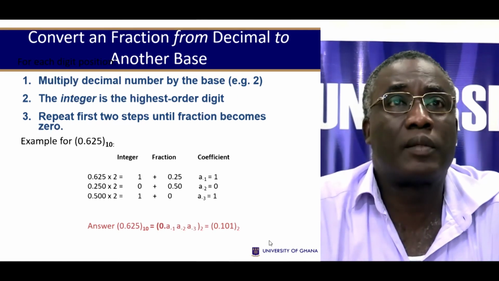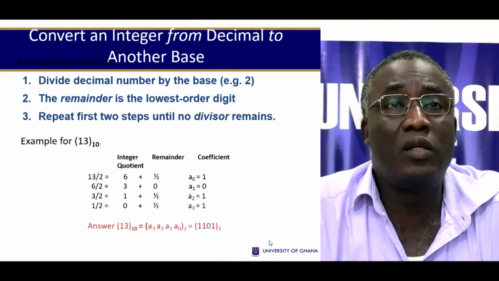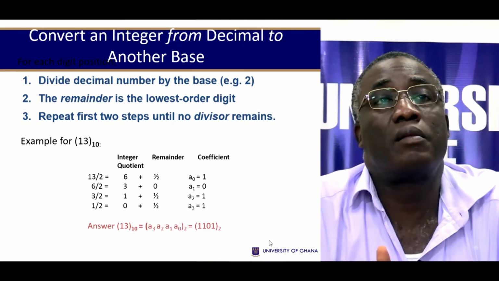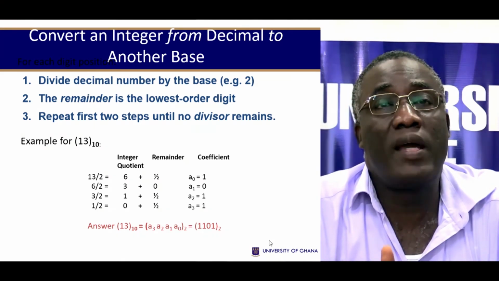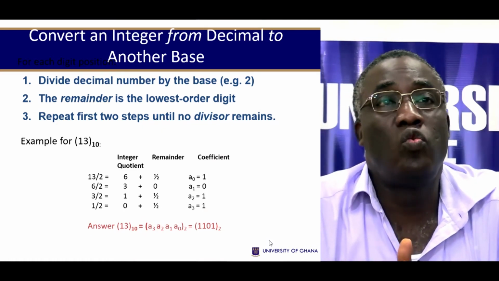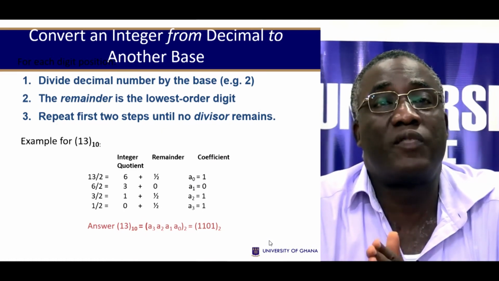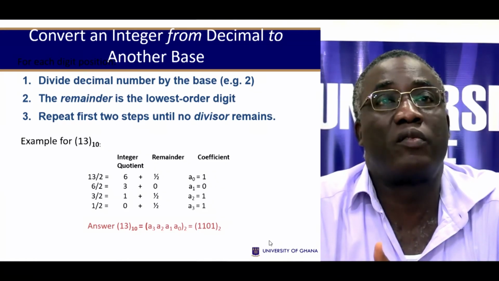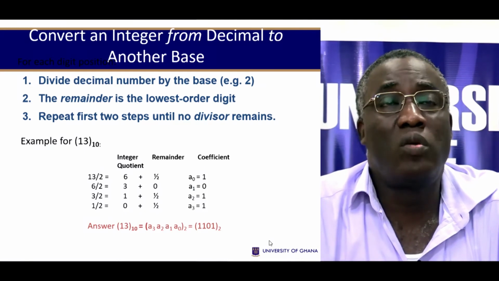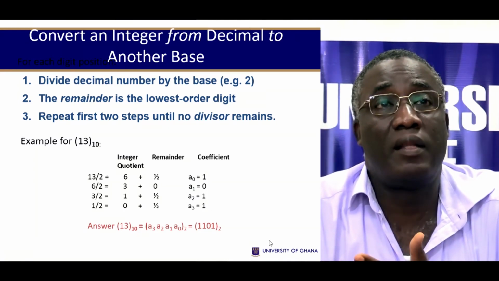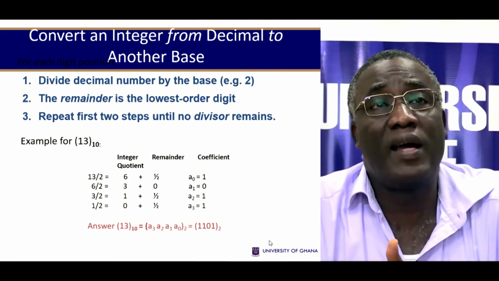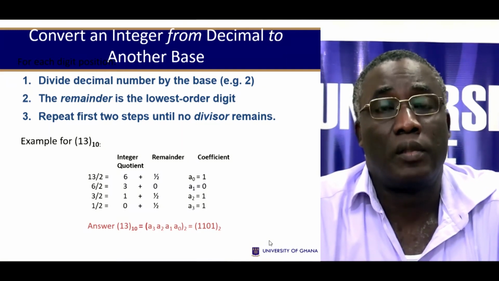Another way to do it is the weighting system, where you write down powers of 2 from 0, 1, 2, so 2 to the power of 0, 2 to the power of 1, 2 to the power of 2, 2 to the power of 3, 2 to the power of 4, and so on. And then you look for the highest number that 13 can contain, and then write a 1 underneath that, and so on.